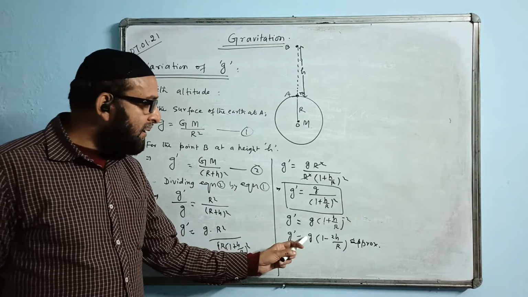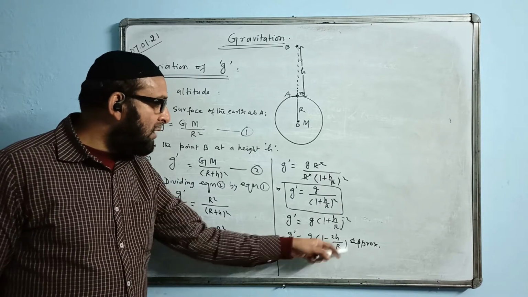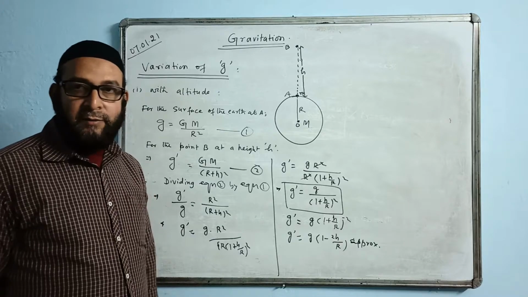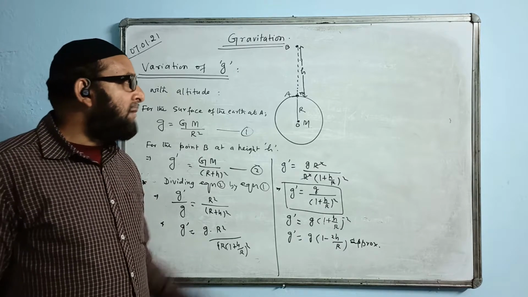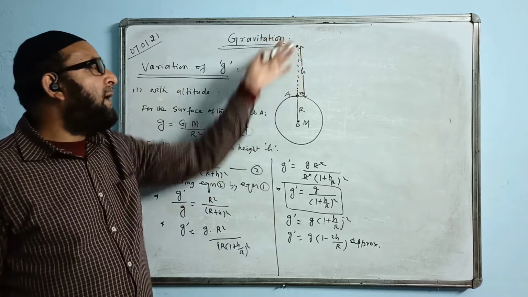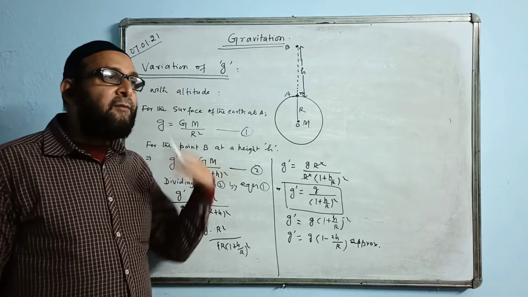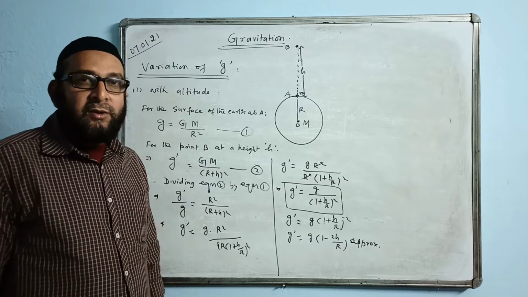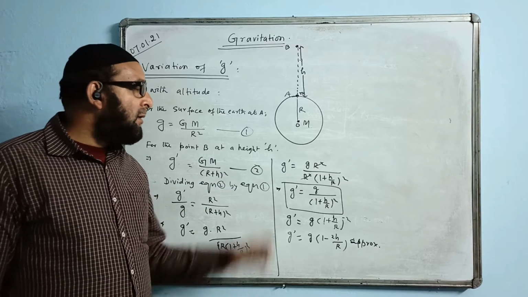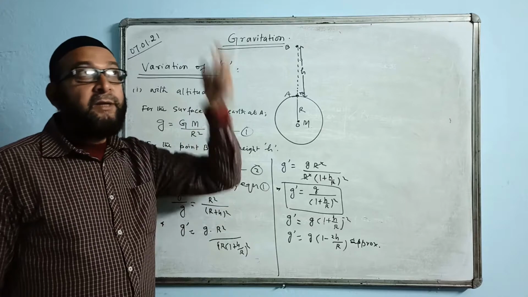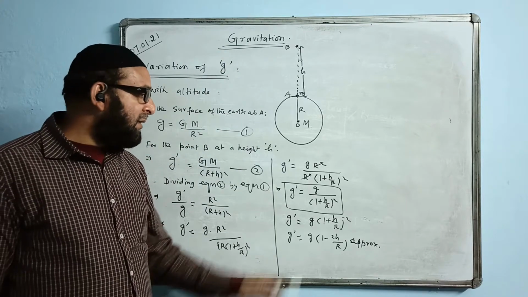Because there is a minus sign, g minus this part, 2h by r times g, it is decreasing by this value. So when the body is taken to some height, there will be a decrease in the value of g. That means there will be a decrease even in the weight of the body. Mass will not change. Mass is a constant quantity, but the weight will change. So even the weight will decrease when the body is taken to some height because of the decreasing value of g.